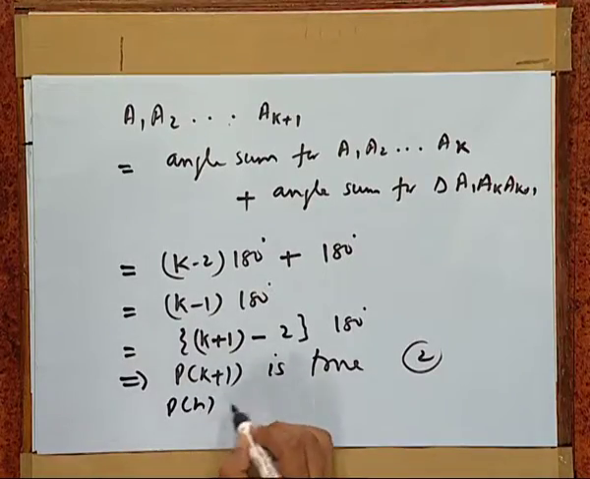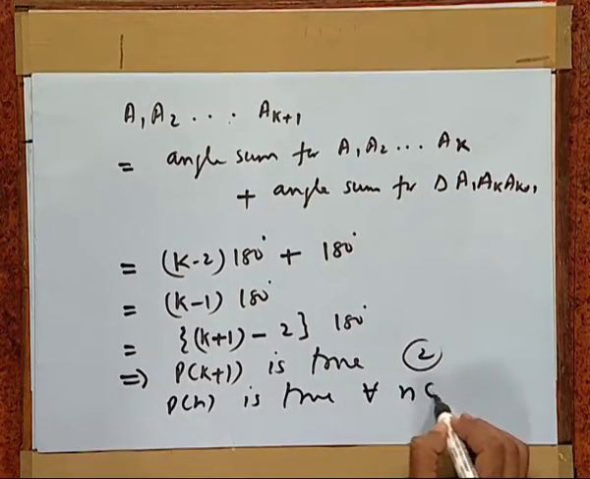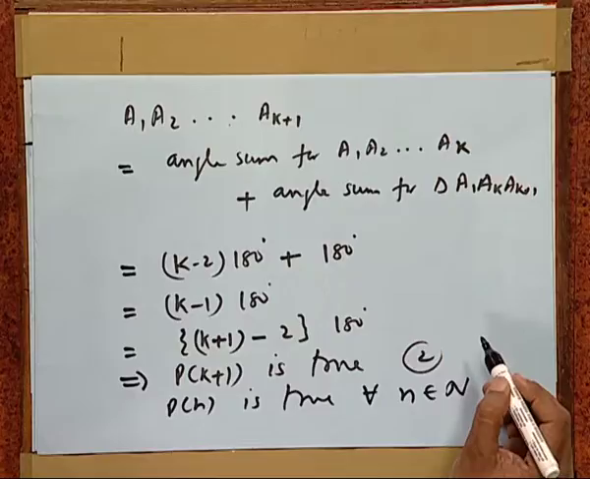Thus, both the steps of induction are complete. So, we can claim that Pn is true for all n belonging to N, which means for any polygon we can establish a well defined formula for the angle sum.